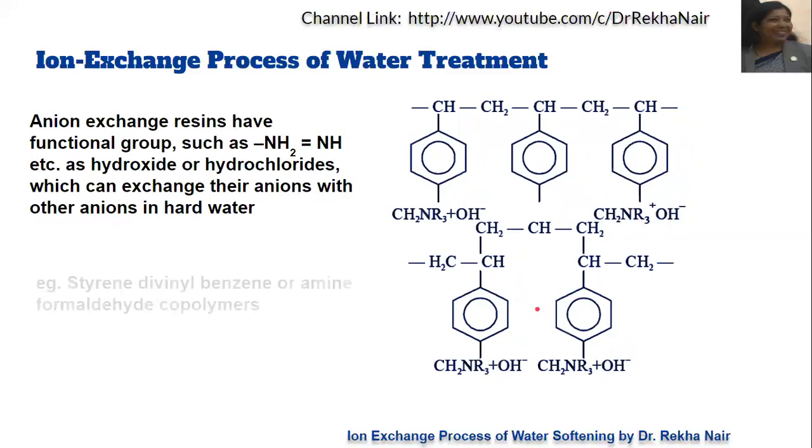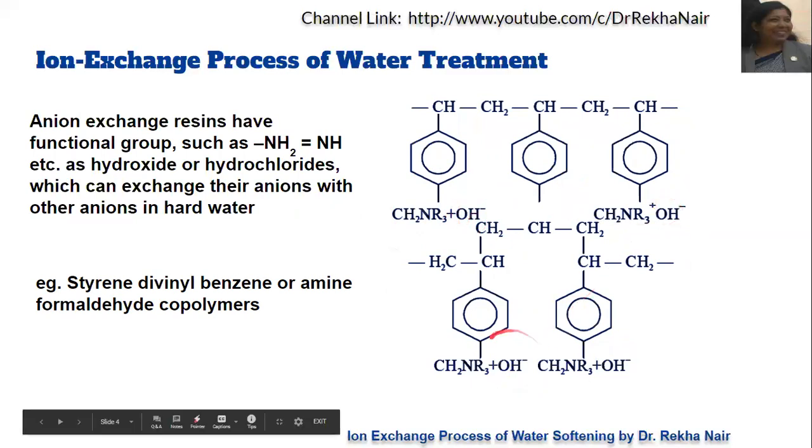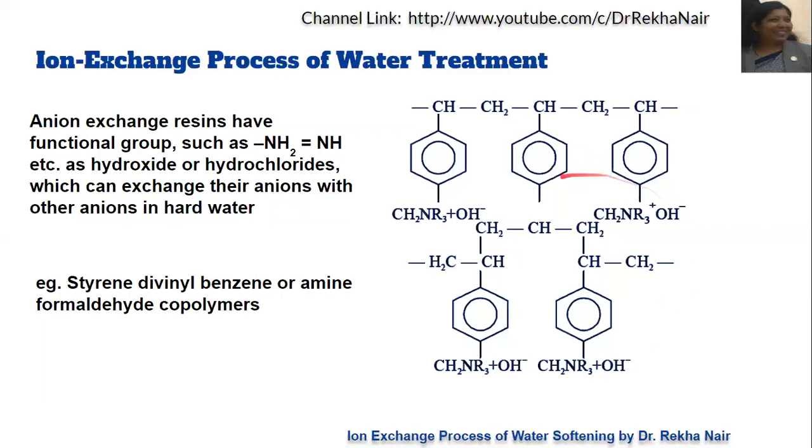This is the anion exchange resin. Here also you can see styrene divinyl benzene, or even amine formaldehyde copolymers can be used. Here we have the functional group containing OH minus ions. This OH minus will be replaced with negative ions like chloride, sulfate, nitrate, etc. present in the hard water. So the whole structure will be represented as ROH minus, where OH minus will be replaced with the negative ions present in the hard water.